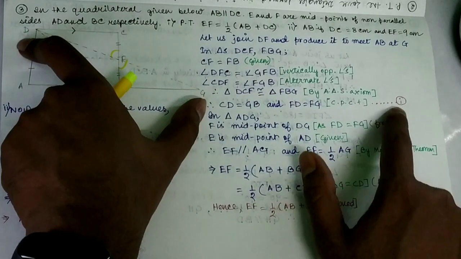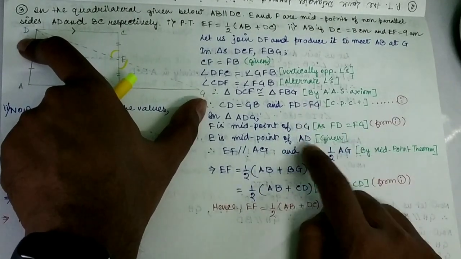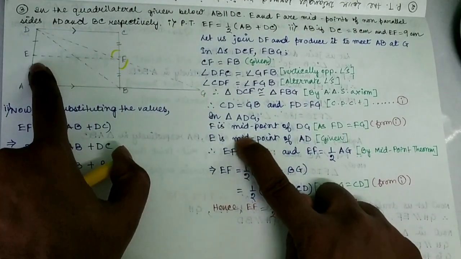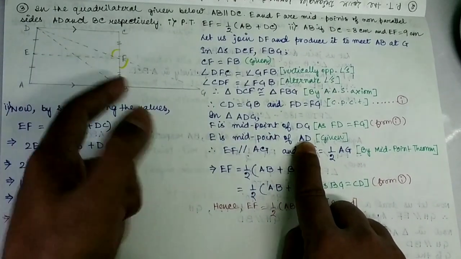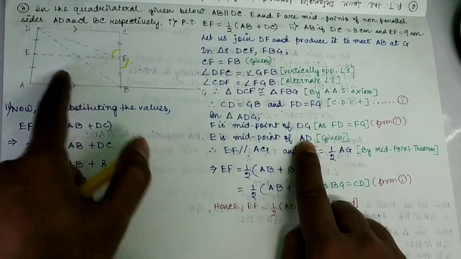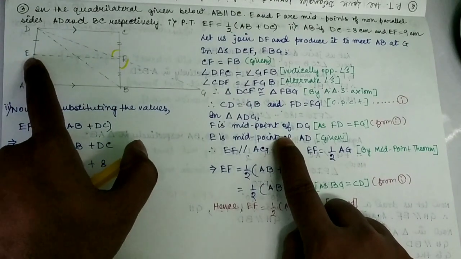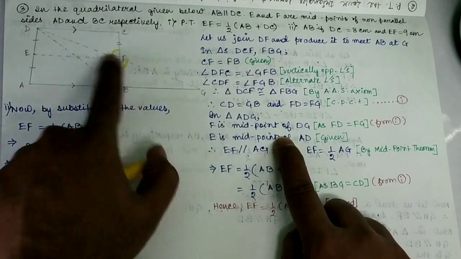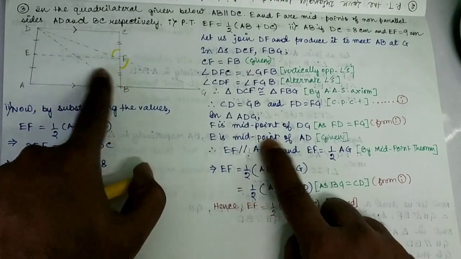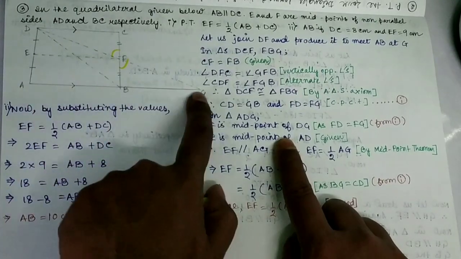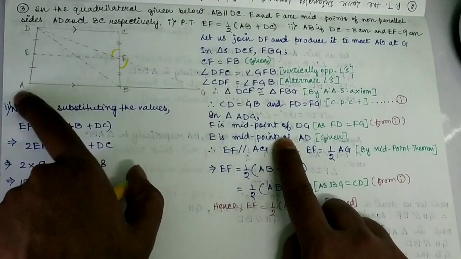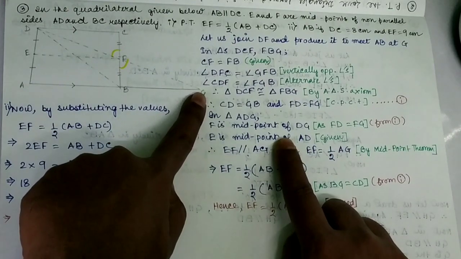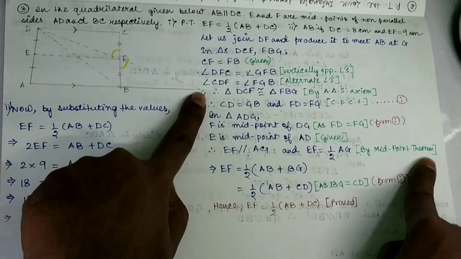And what I have written? From 1, means where we have proved it. Okay guys, next see E. E is the midpoint of AD. This was given in the question only. So what we are doing now, if we join this line EF, this line EF will be parallel to AG, and at the same time this line EF will be equal to half of AG. Why? By the midpoint theorem.